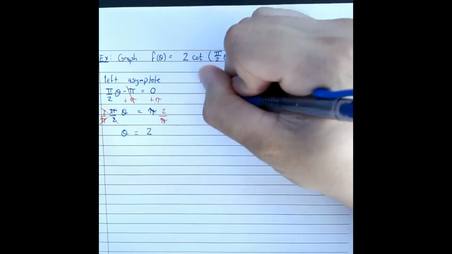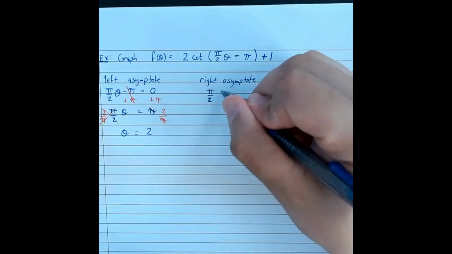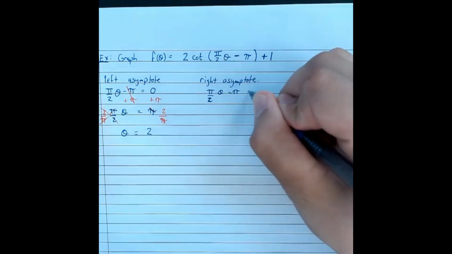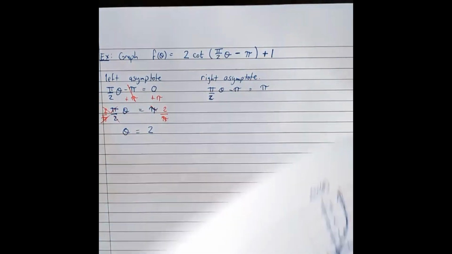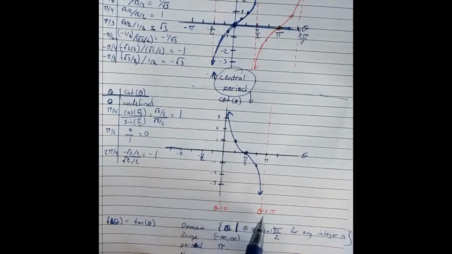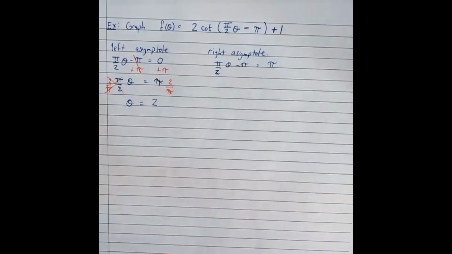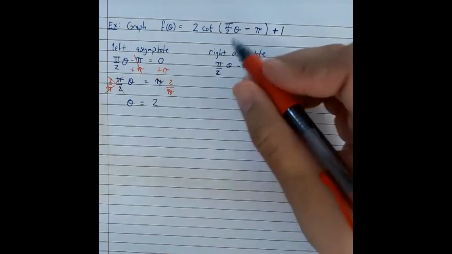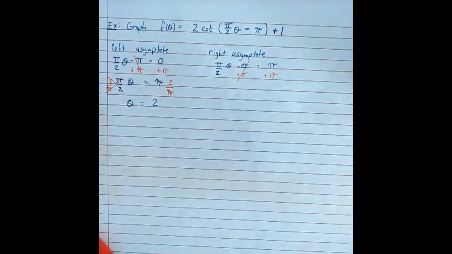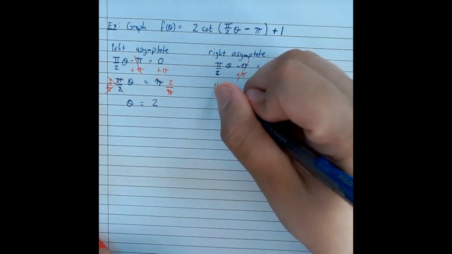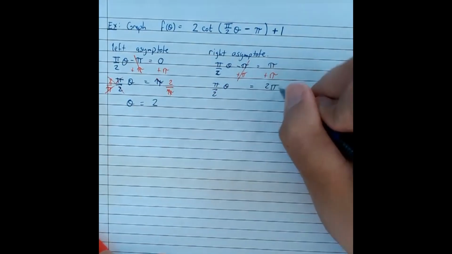The right asymptote will be wherever the argument, in this case pi over 2 times theta minus pi, is going to equal pi. For the cotangent function, the central period has asymptotes at 0 and at pi. So 0 and pi. Now we can solve for theta to see where our new asymptote is going to be. So let's add pi to both sides. And that's going to give us 2 pi there.